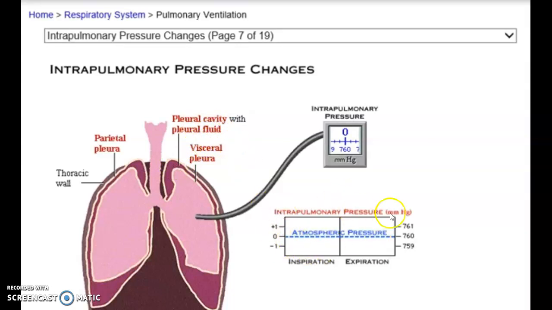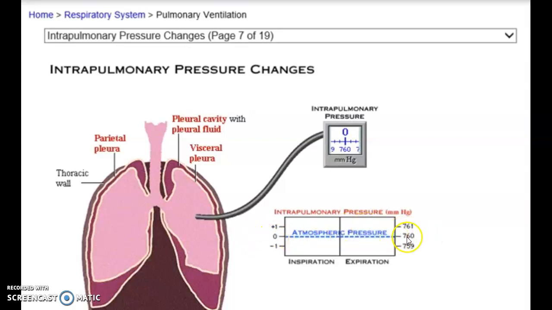Now look at our chart here, because this is atmospheric pressure, which at sea level we can measure to be 760 millimeters of mercury. But since we're not always at sea level, that's our baseline reading. Wherever we're at, whatever the pressure is wherever we're at, we'll call that zero.